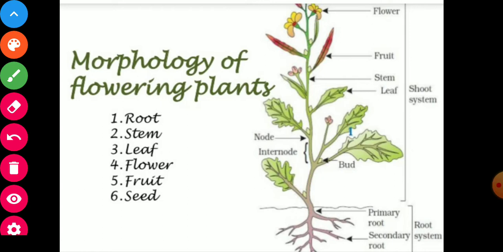Today we will study the morphology of flowering plants, and this topic is for class 11th biology. Here we will study the morphology of root, stem, leaf, flowers, fruits and seeds. So morphology of these parts of the plant we will study here, but first of all we will take two topics: the morphology of root and stem.